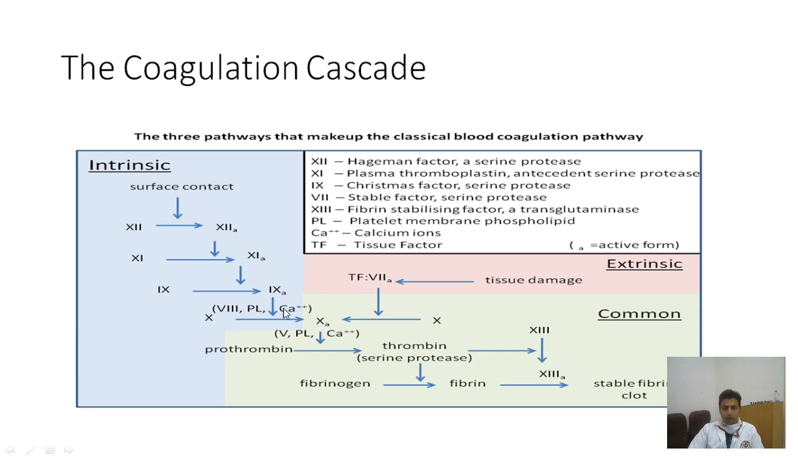Now 10A is important, in the presence of factor 5, phospholipids and calcium, for the conversion of prothrombin to thrombin, and thrombin then mediates conversion of fibrinogen to fibrin, which leads to formation of a fibrin mesh, and then factor 13 to 13A, again mediated by thrombin. It is called the fibrin stabilizing factor, and it leads to formation of the stable fibrin clot.